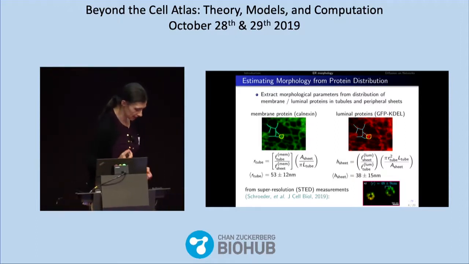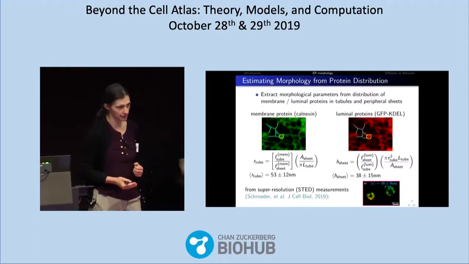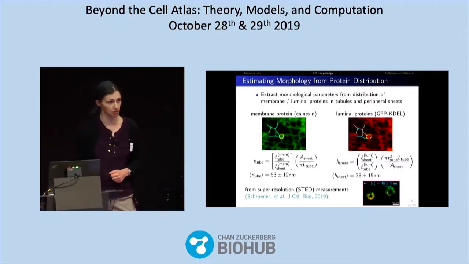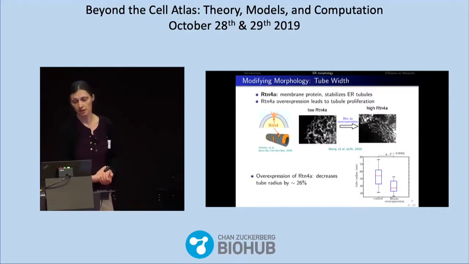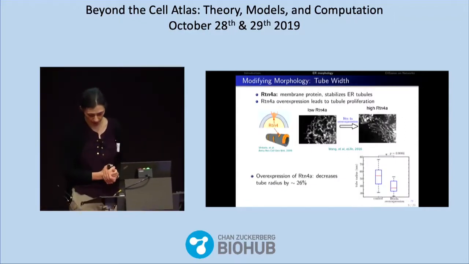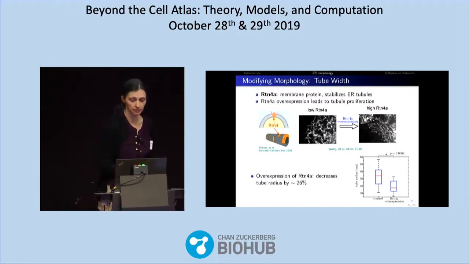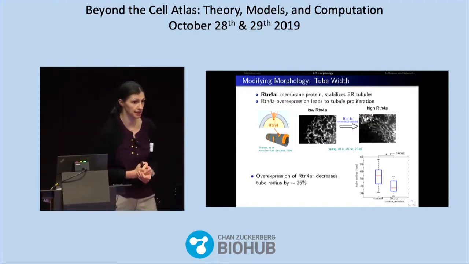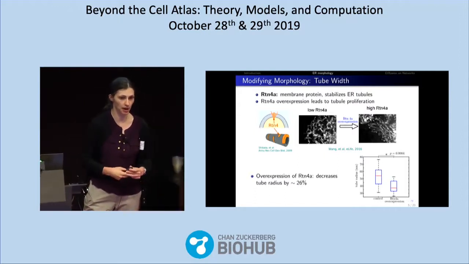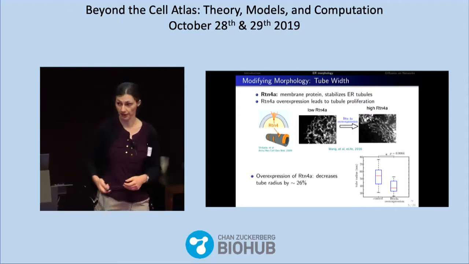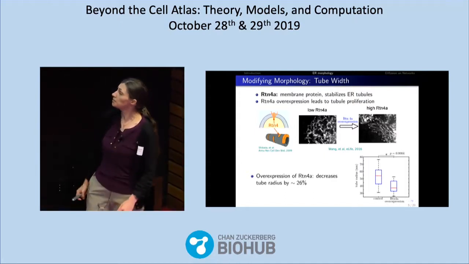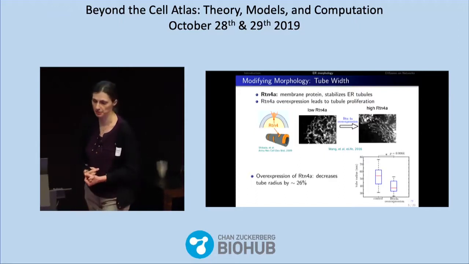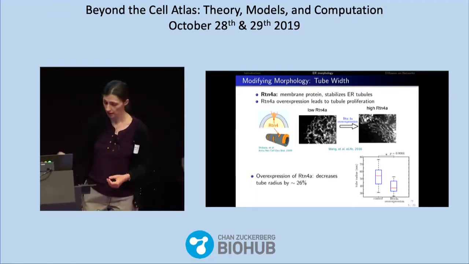Once we have that technique in hand, if we can look at the relative fluorescences of luminal and membrane proteins in the tubule and in the sheet, we can then start to see how those change if you perturb the cells. The Westrade group has the ability to overexpress certain proteins in the ER. In particular, they overexpressed RTN4, which is a protein that stabilizes ER tubules. It's been known for a while that if you overexpress that, the tubules proliferate. You get more tubules in the periphery. But what we found also is that the individual tubules become narrower. They narrow down by about 30% when RTN4 is expressed.